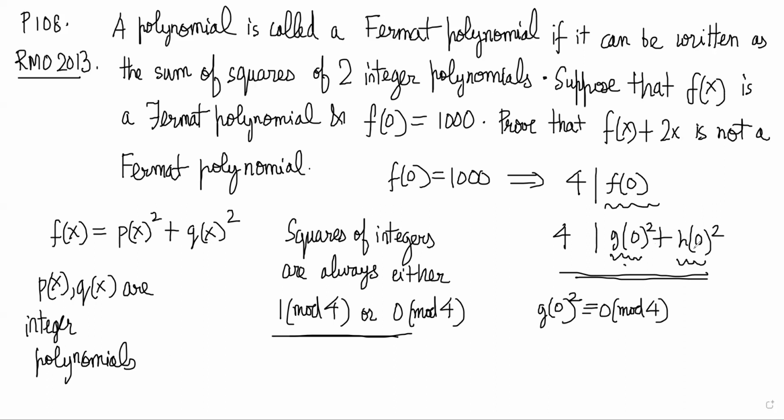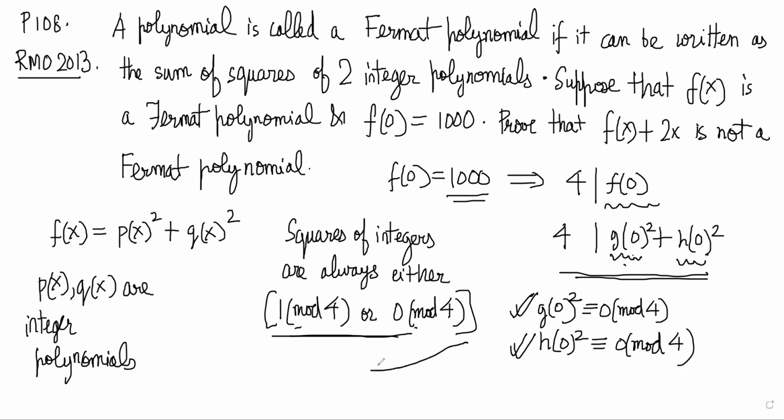Then only you can add g of 0 square, and similarly h of 0 square must also be congruent to 0 mod 4. g of 0 and h of 0 are integers. The squares of integers can either be 1 or 0 mod 4. If any one of them was 1 mod 4, you would not get the overall sum to be divisible by 4. But we already have that 4 divides 1000 and 4 divides f of 0.